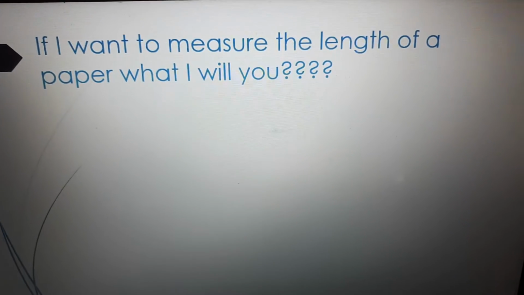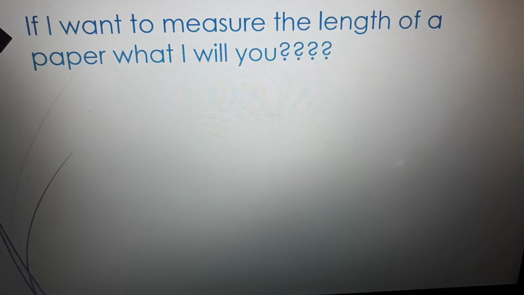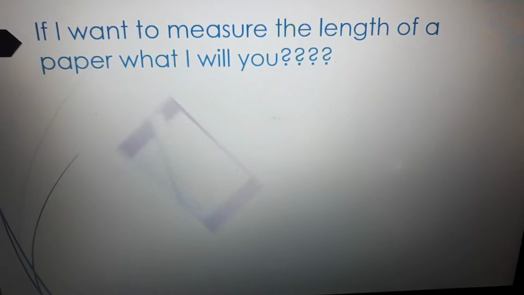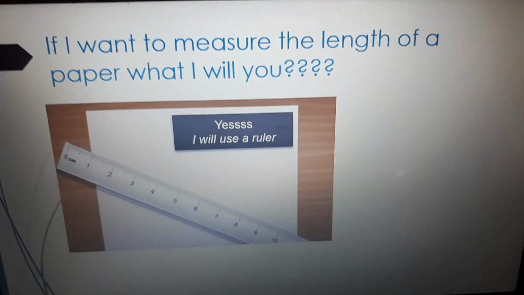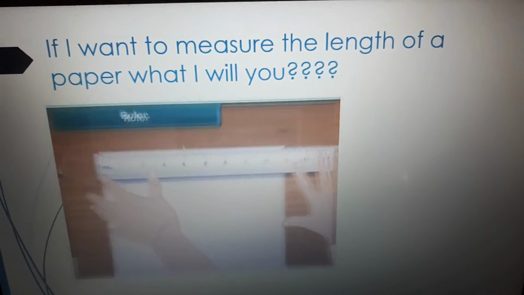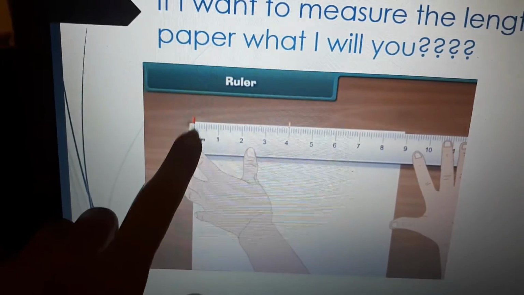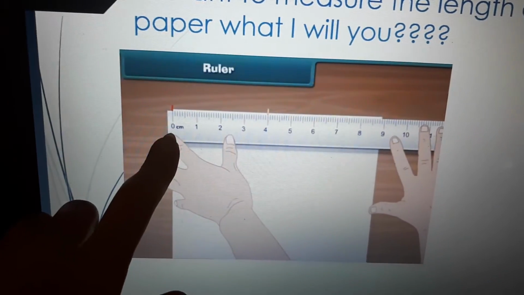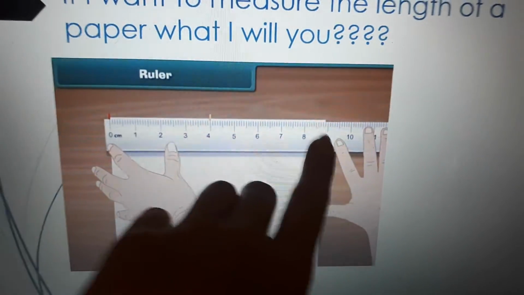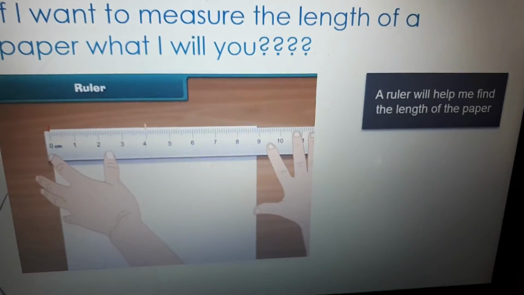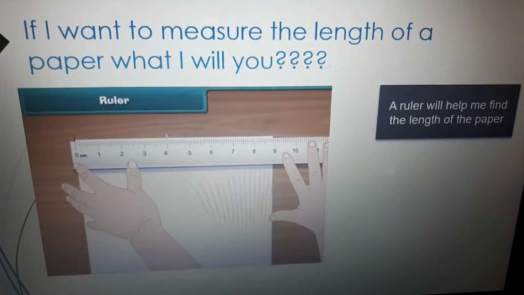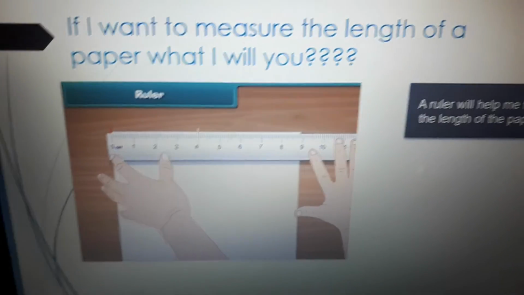If I want to measure the length of a paper, what will I use? Do I use meter or centimeter? Of course, centimeter, of course, ruler. So yes, I will use a ruler. You see here, in this way, they place the first part of the ruler on the 0 sign, and what is it? Look here, it's 9 centimeters. So a ruler helps me find the length of the paper. Why? Because it's a small object. Excellent.